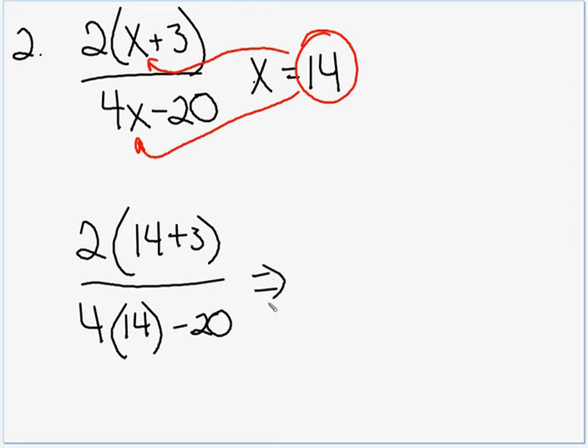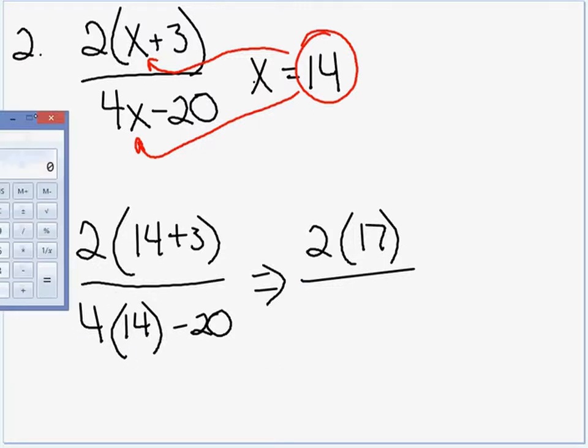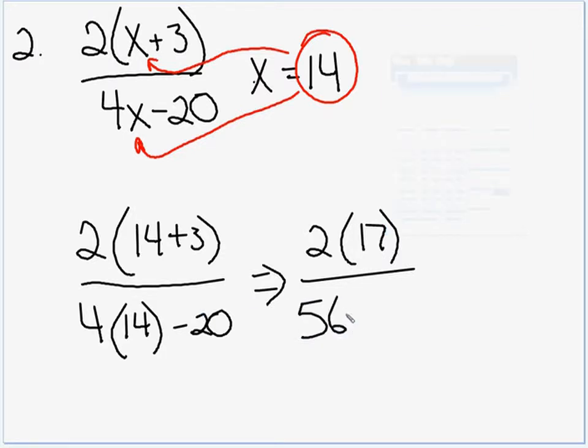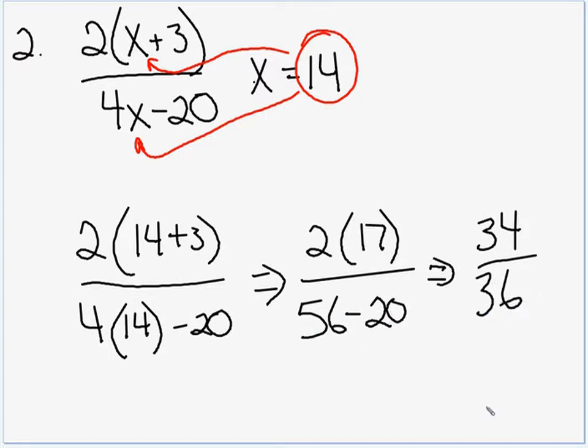All right, I'm going to work over this way. In the parentheses, I have a 14 plus 3, that's 17. I'll put that in for multiplication. And here, 4 times 14, just to be on the safe side, I believe it's 56, but I'm going to do 14 times 4 just to be safe. And I do find the 56, and that is 56 minus 20 in the denominator. Multiply the numerator. 2 times 17 is 34, and 56 minus 20, that looks like 36.